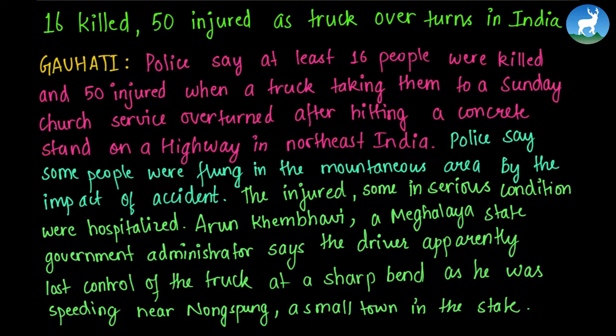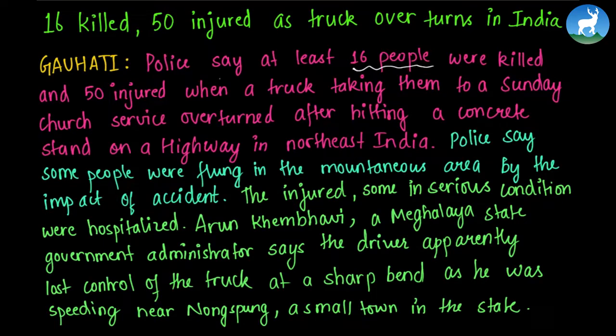Police say at least 16 people were killed and 50 injured when a truck taking them to a Sunday church service overturned after hitting a concrete stand on a highway in northeast India. So here you're getting answer for so many W's. So the story is about people killed, about people who died in a road accident. So the answer for who is 16 people. And what is the news about?